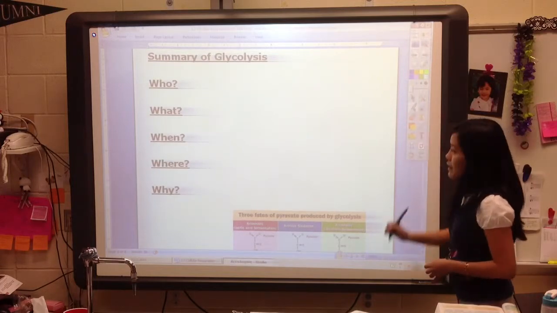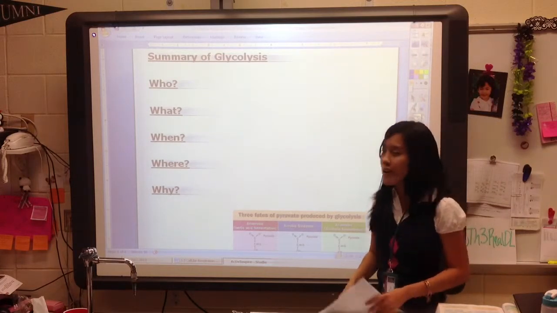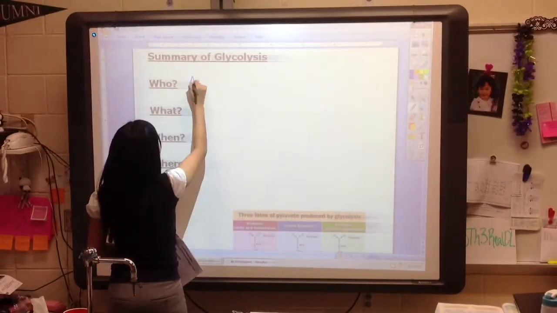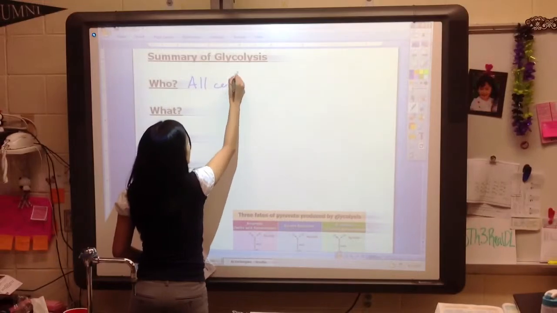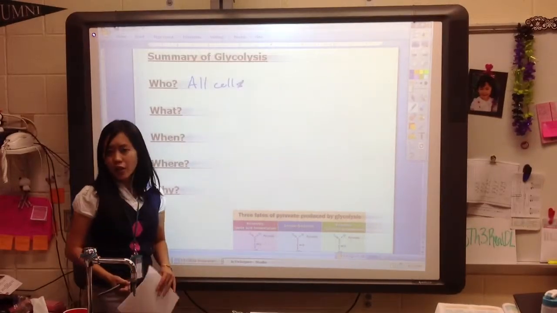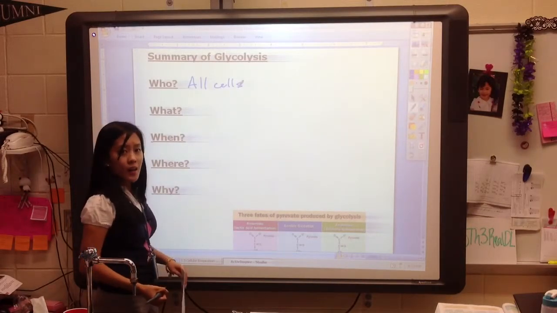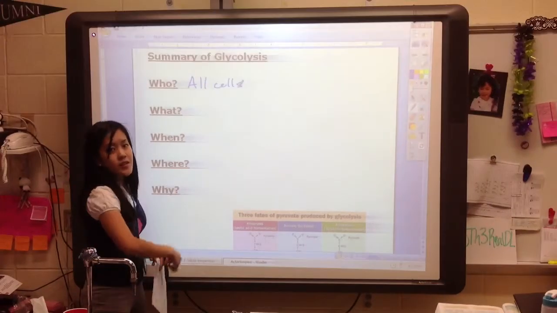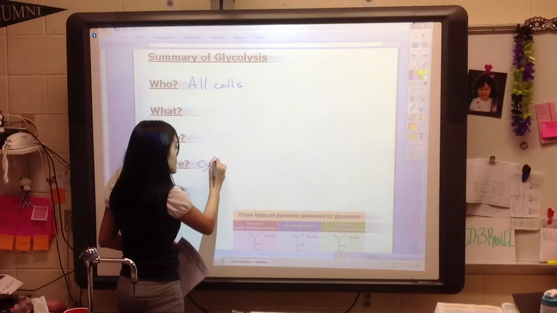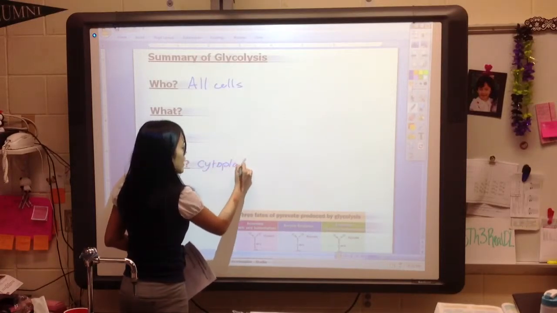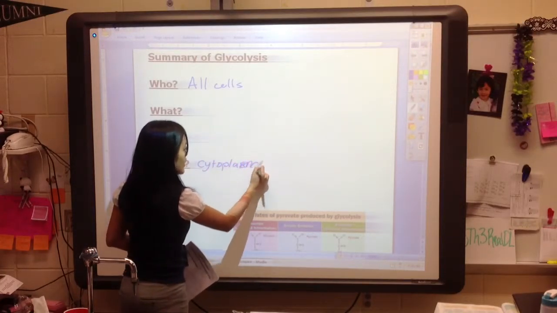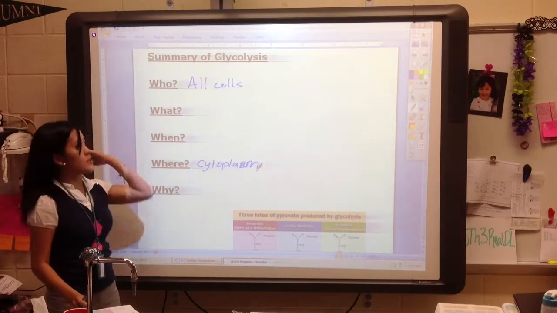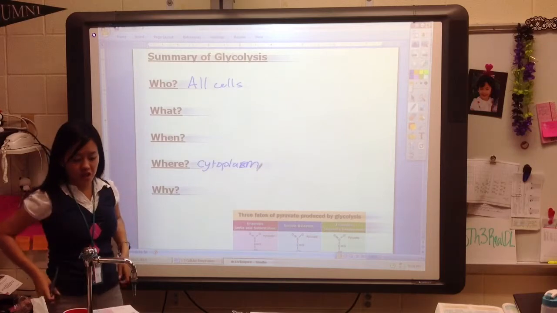So when we're looking at glycolysis, who performs glycolysis? Literally all cells. Prokaryotic and eukaryotic cells all perform glycolysis. And this should make sense because where did this occur? This occurred in the cytoplasm of the cell, and all cells have cytoplasm. They did not require a specific organelle for this to occur.